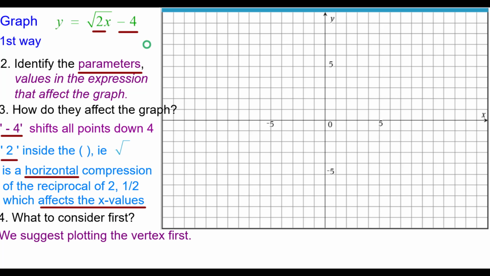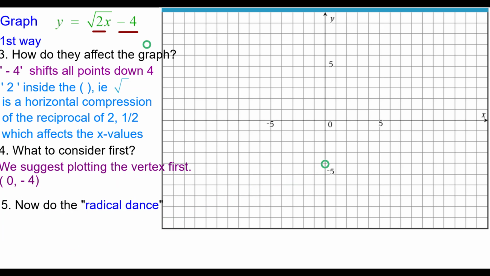Well, we suggest plotting the vertex first, and it's going to be 0 for the x coordinate because the 1/2 times 0 is still 0. That's what affects the x values. But the y value will be minus 4 because all points are pulled down 4. So let's go ahead and plot 0, -4 as our vertex. We're going to do the radical dance and plot all points relative to that vertex.